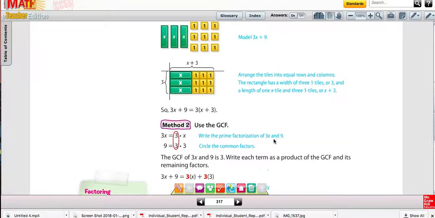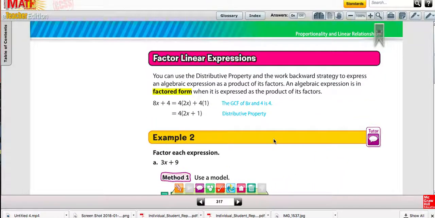On page 317 at the top of the page, we're talking about factoring linear expressions. So you can use the distributive property and work backwards to write an algebraic expression as a product of its factors. And we call that factored form when we have written it as a product of its two factors. So remember, product means multiplication. You don't see it in the problem, but that's the multiplication right there. And then two factors. 4 is one factor, and 2x plus 1 is a factor.